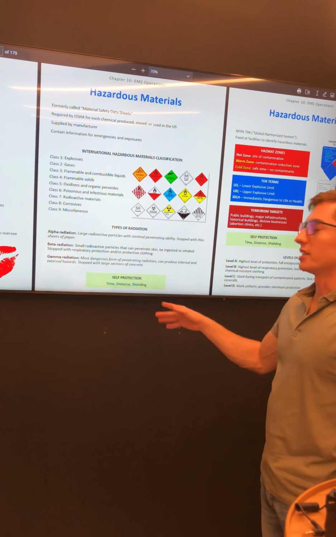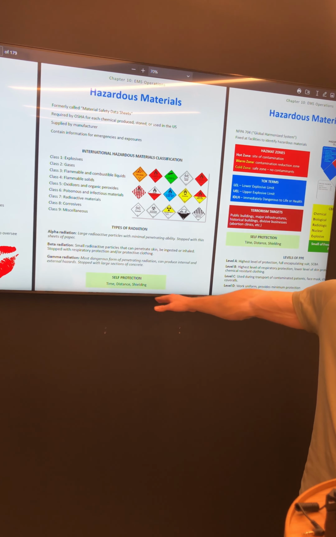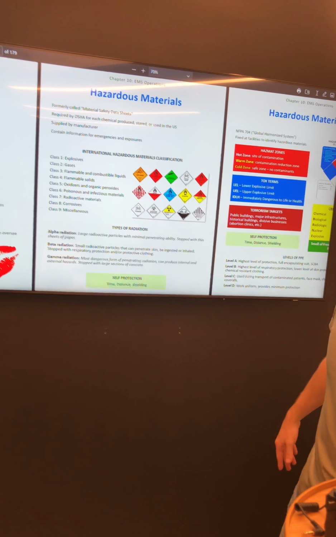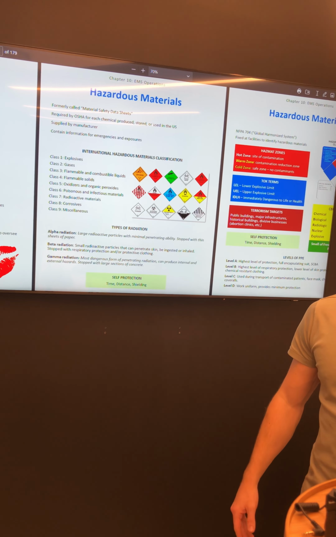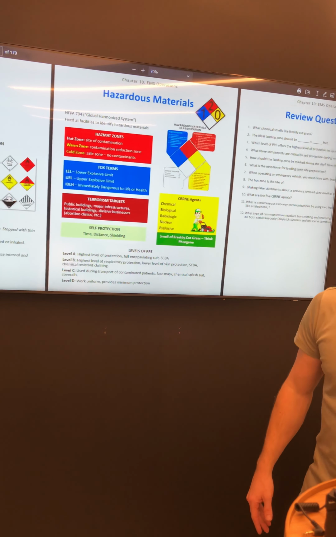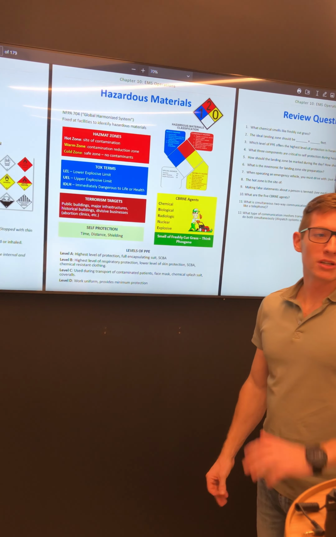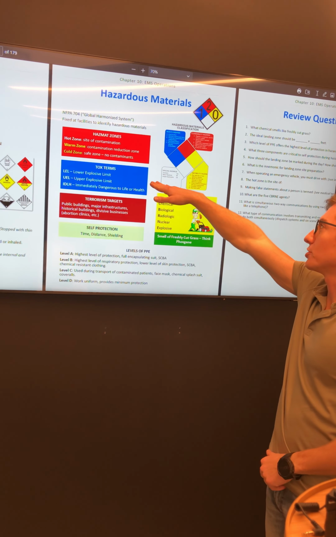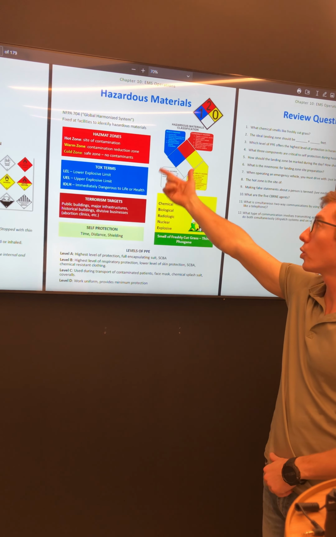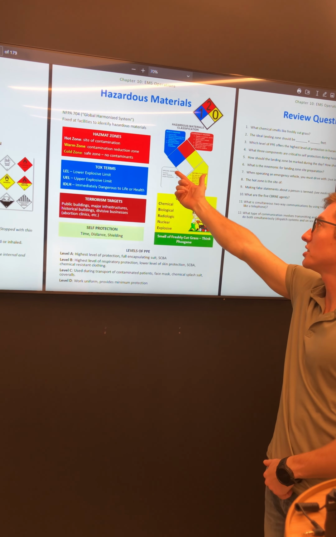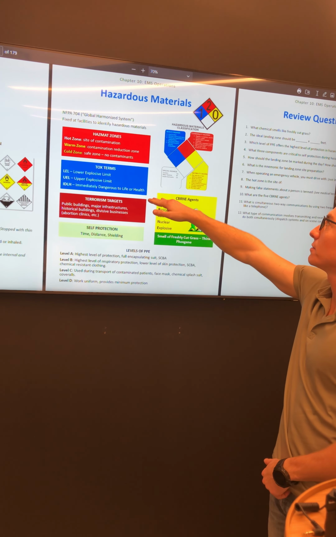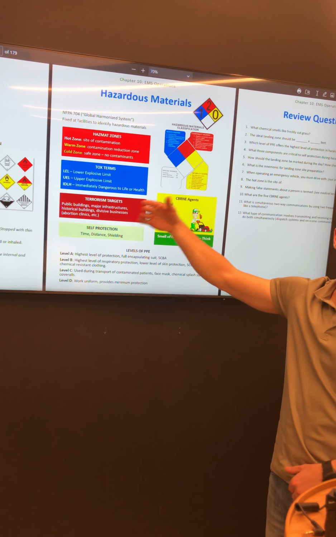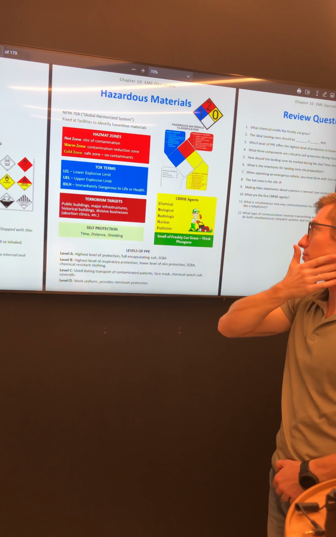Time, distance, and shielding. This is self-protection, so all of these matter as far as exposure to radiation. I'm still stuck on my mnemonic. NFPA 704, the global harmonized system. We have hazmat zones, hot zone, the site of contamination. Then we have the warm zone. This is the contamination reduction zone. We have the safe zone when there's no contaminants, or the cold zone.